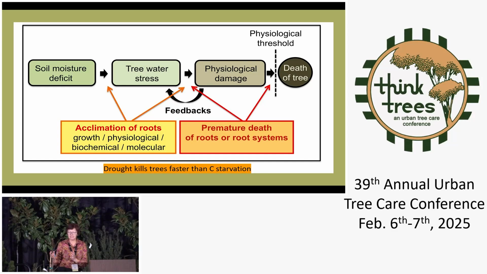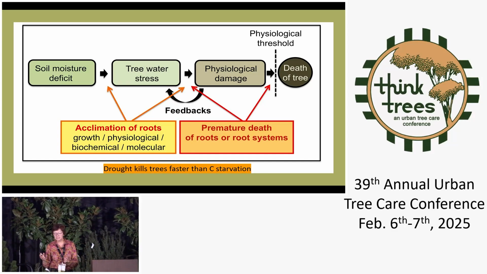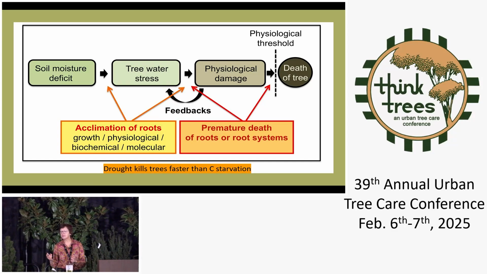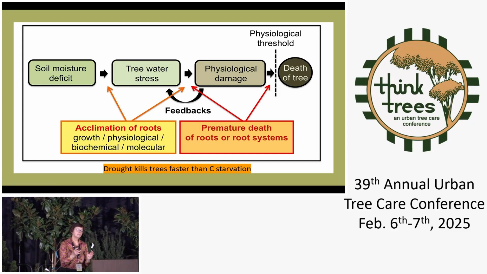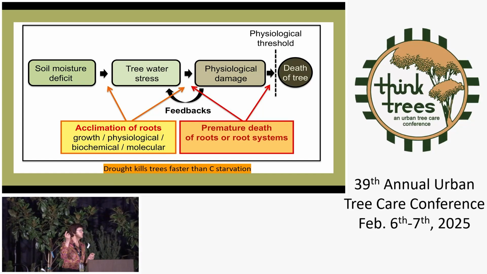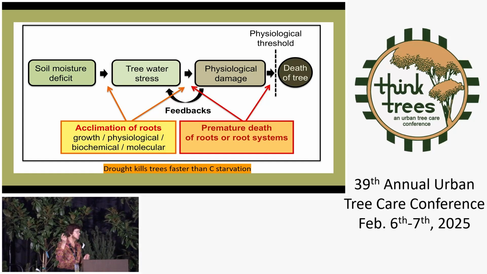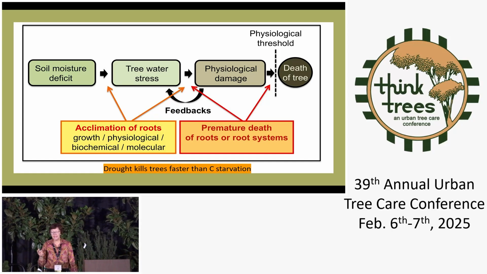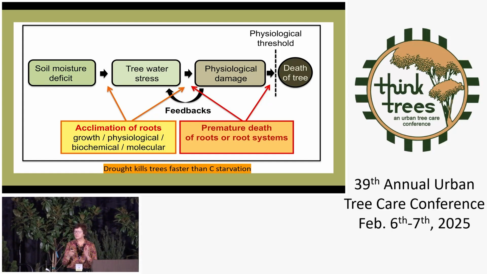And then at some point, there is a premature death of roots or the root system, and that will really start that spiral going downhill, because then the tree, even if there is water, cannot hydrate fully. So that's probably when you start to see a lot of the branch dieback. And at some point, all of these feedback loops are not able to save a plant, and you eventually cross a physiological threshold where the plant will then die.